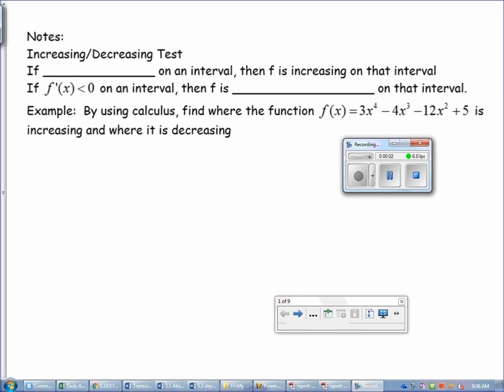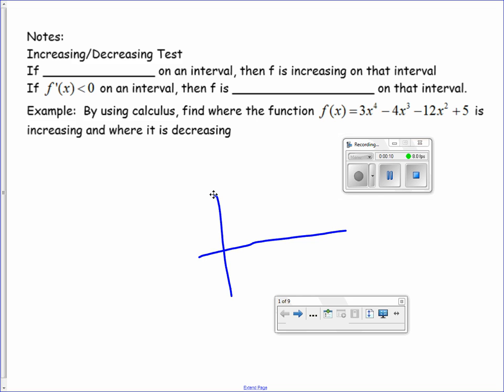Called the increasing decreasing test. This is how you can figure out if a function is increasing or decreasing. So I want you to think about a function. Okay? There's a function. All right. Does everyone see that from this interval a to b it's increasing?